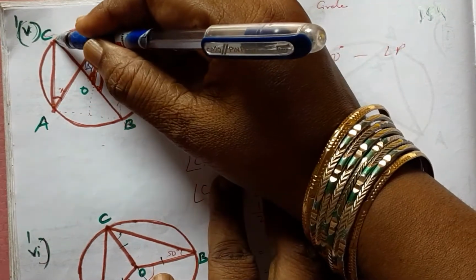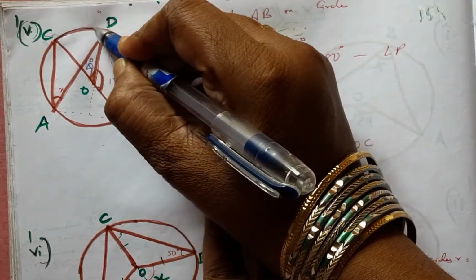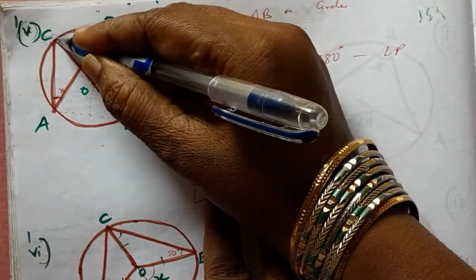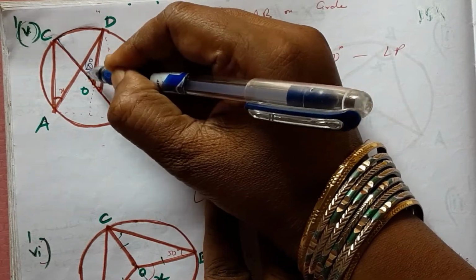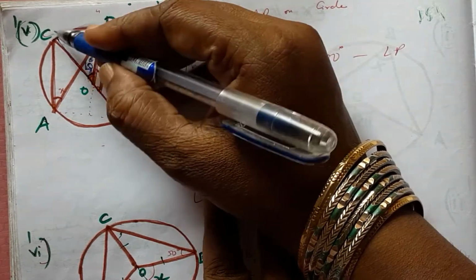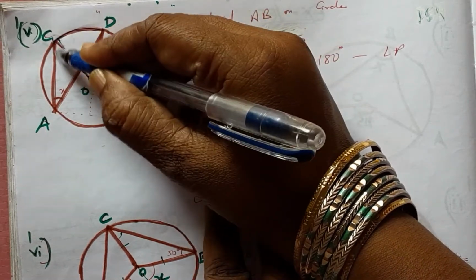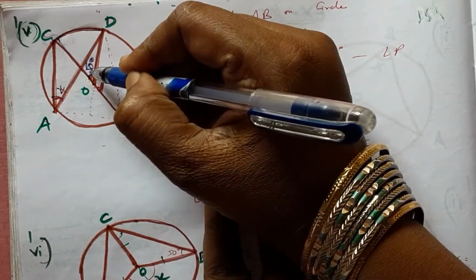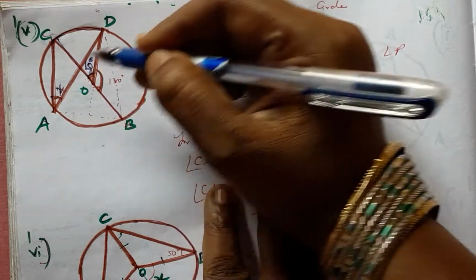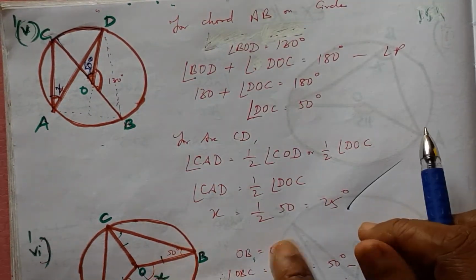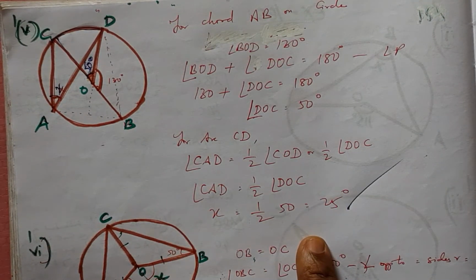And considering this arc COD subtending the angle at center O, which is 50 degrees, is always double the angle subtended by the same arc on any part of the circle, which is x. Therefore x is half of 50, which comes to 25, and that is how we have resolved this question.